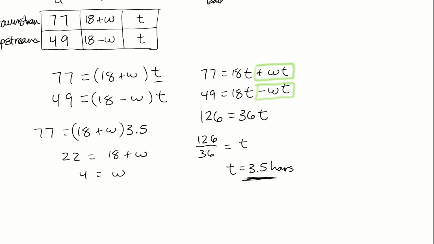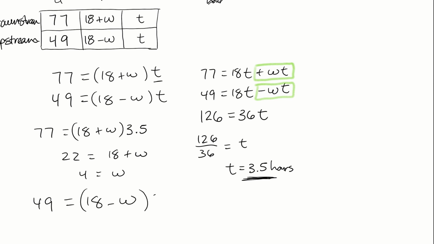This is not a problem where I'm feeling super confident right now, so I'm going to do the same thing with the second equation just as a check. I'll say 49 is equal to 18 minus W, and I'm going to put the 3.5 there as well. I'm just plugging the same value of T into the second equation. If I take 49 divided by 3.5, it gives me a beautiful 14.